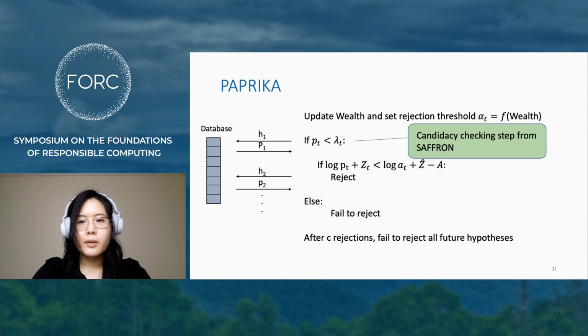And in the paper, we show that we cannot add noise to the candidacy checking step. So we relax the pure DP guarantee for sparse vector and provide an approximate DP guarantee by carefully choosing this lambda t.